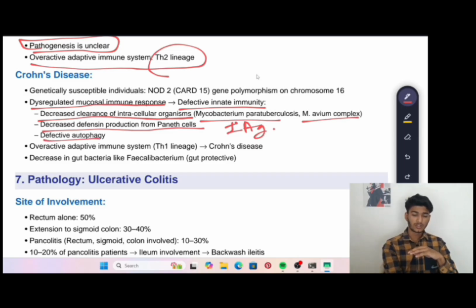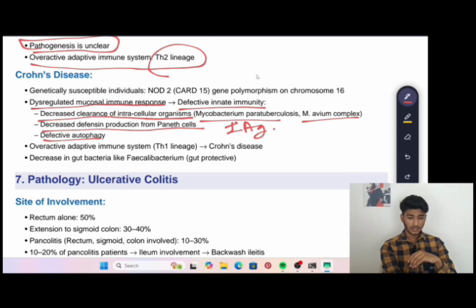Then there is defective autophagy. Autophagy is basically whenever the cell is affected or defective, it has suicidal bags called lysosomes. It will fully engulf the cells. But what will happen in this? There will be defect in autophagy as well in Crohn's disease. So you can see lesions present inside the intestine because the cells which are affected are not getting engulfed on their own. So you will see some lesions there. We'll talk about this later.